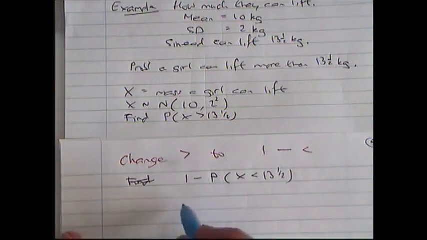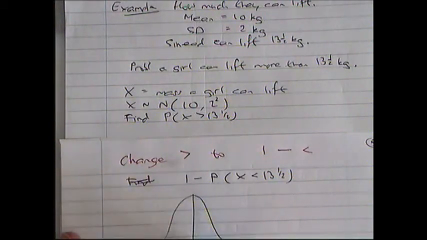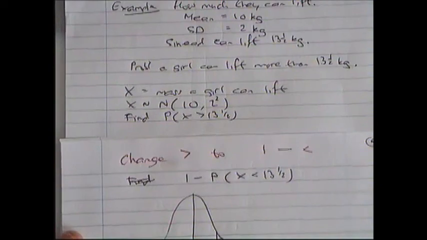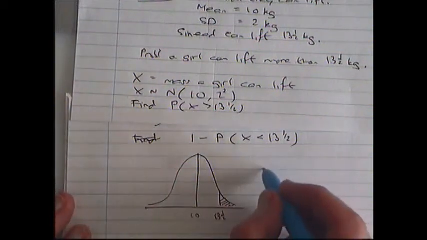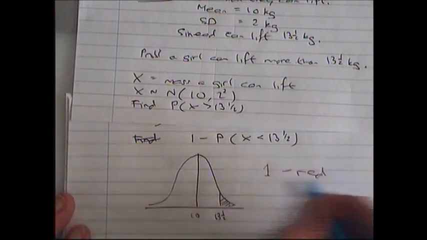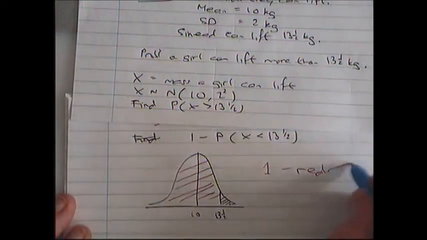If I do a drawing, and it is worth doing these drawings, we have a mean of 10. Sinead could lift 13.5. We wanted that probability over there. Thank you, Rob. We want this probability over here. We have said, because our tables do the other way round, what we are going to do is 1 minus the red area, if you can make out that that is red. Okay?